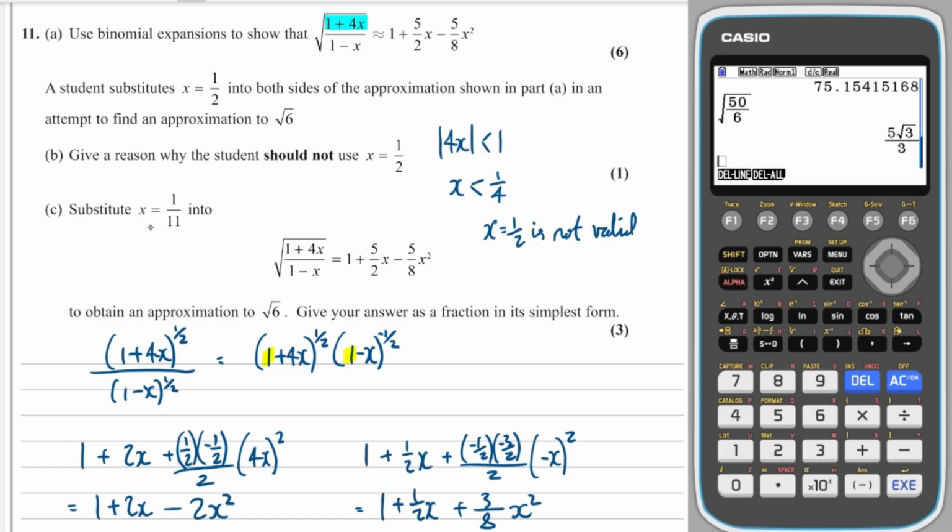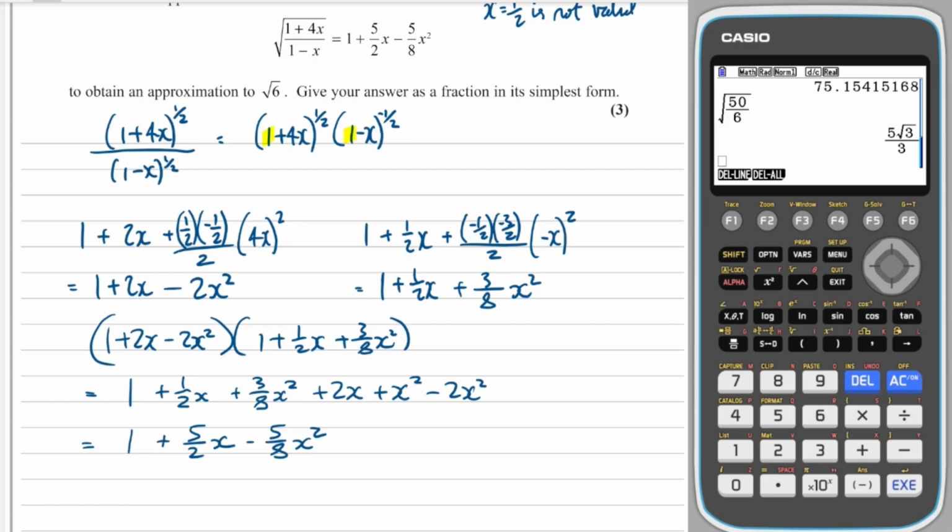The student substitutes x equals 1 over 11 into this to obtain an approximation for root 6. Just substitute that in and then obtain root 6. Okay. So we'll sub it into both sides, and let's just do that on my calculator here. So I'm going to do 1 over 11, execute, and then I'm going to do the square root of fraction 1 plus 4 lots of the answer over 1 minus the answer. Okay, that gives me root 6 over 2.